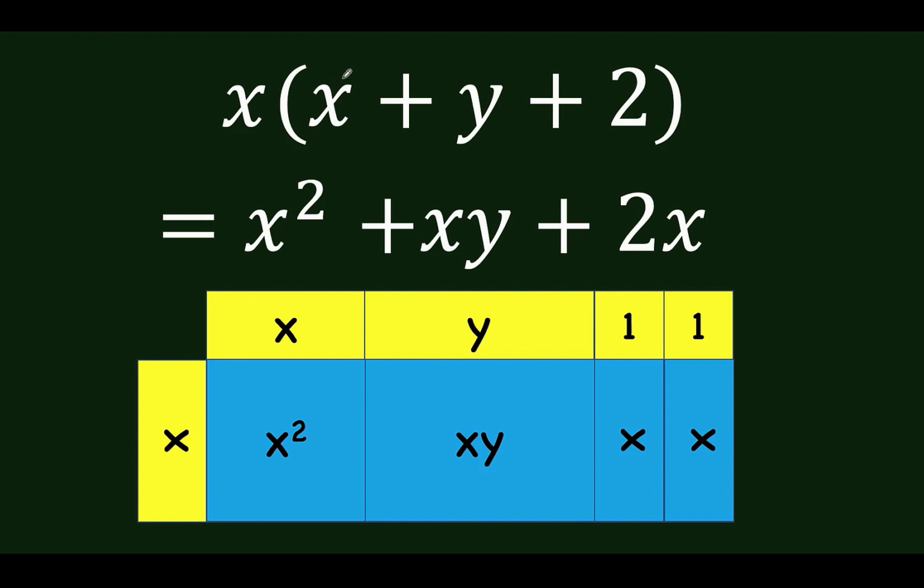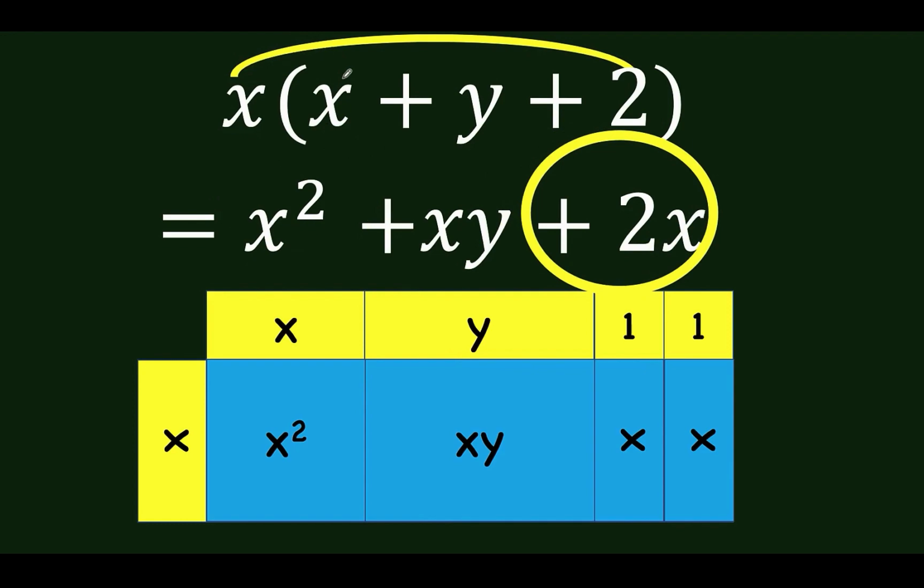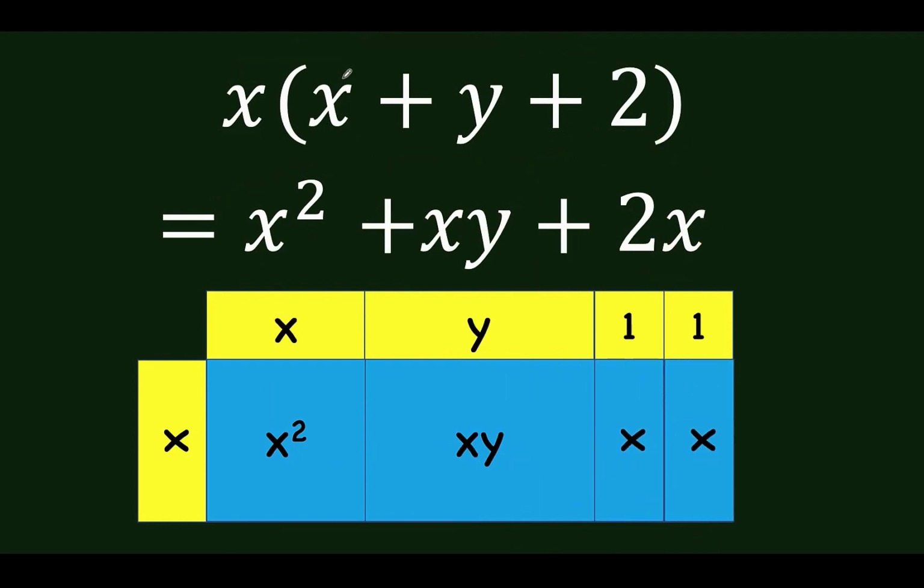Now, if you're going to perform the distributive property of multiplication over addition, x times x is x squared, x times y is equal to xy, and x times 2 is 2x. And that is now our final answer.